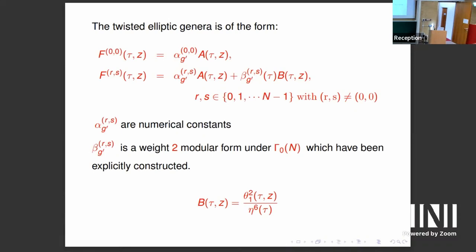The generic form is actually quite simple. If you look at F00, it is just some number times the elliptic genus itself. And all of these are a linear combination of the elliptic genus together with this particular form. You just have to list out these modular forms, which transform under Gamma_0(N). So you just have to list it out, and we have it in this nice, neat form, which is actually quite useful in further calculations.